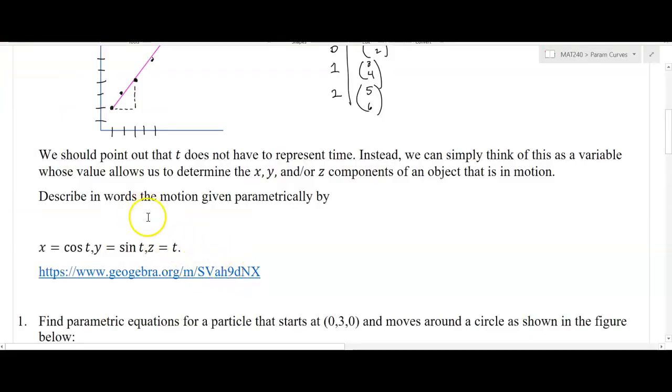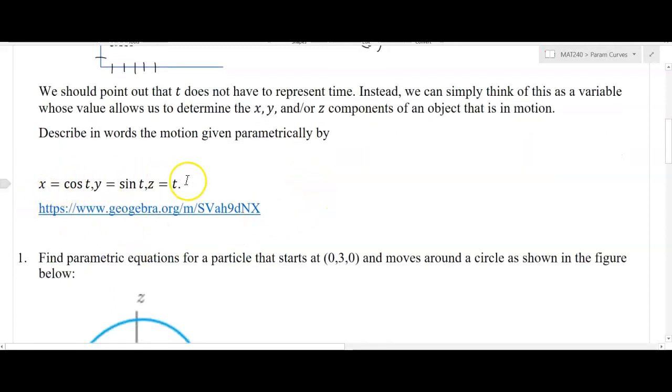In this next example, these are called parametric because the values of x, y, and z depend upon this parameter that we're calling t. It does not have to represent time, but it's kind of fun to think of it as time. So let's think about what happens here.